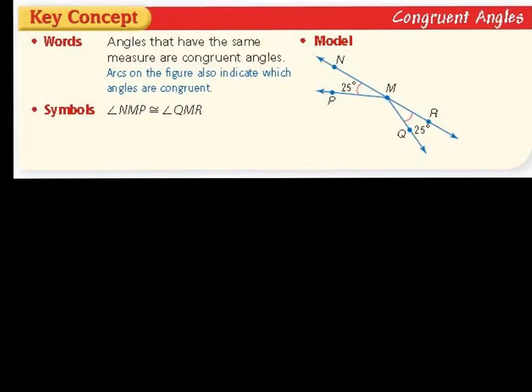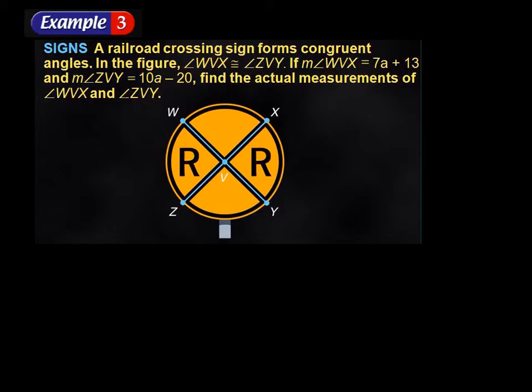Angles that have the same measure are congruent angles. The arcs on the figure also indicate which angles are congruent. And sometimes we'll add little tick marks on the arcs as well. Or if you're going to mark more than one arc, like this other one that's a different size, you might put two arcs on it. A railroad crossing sign forms congruent angles.